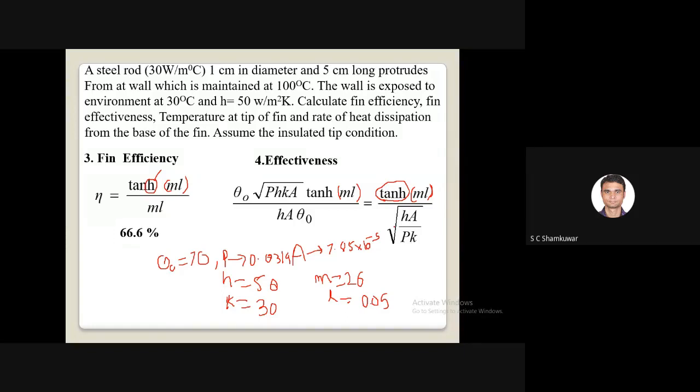So how much efficiency are you getting? Same or not? 66.6%. Yes, sir, same efficiency. Okay, again repeating, tan H is a function. H here is not the heat transfer coefficient. Here, under root of PHKA, this is the heat transfer coefficient.